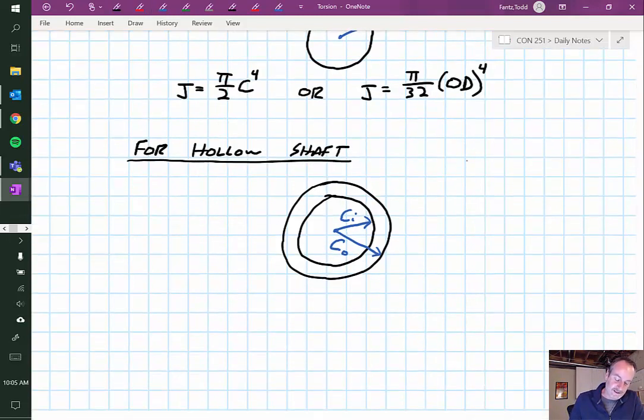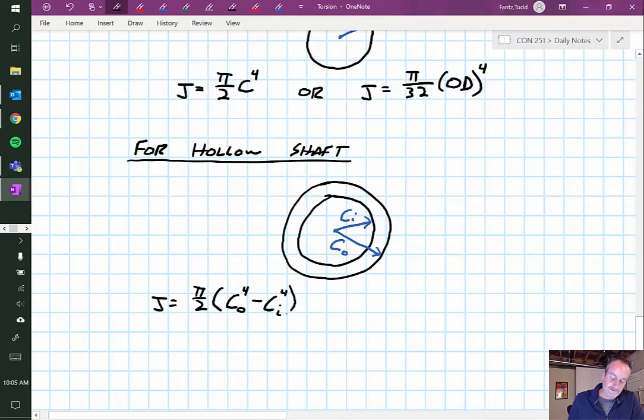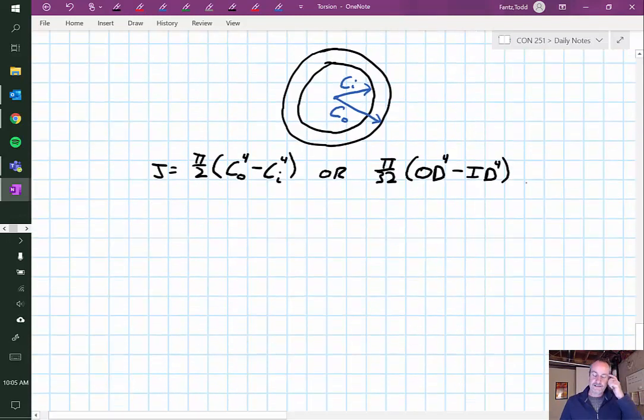Well, the equation looks almost the same as what we just did. J has the same pi over 2, but now I have parentheses, and I have to say the outside radius to the 4th power minus the inside radius to the 4th power. Or, like we said, if I want to work in diameters, I would have pi over 32 times the outside diameter to the 4th power minus the inside diameter to the 4th power. So let's go ahead and take a look at an example on using this new torsion formula.